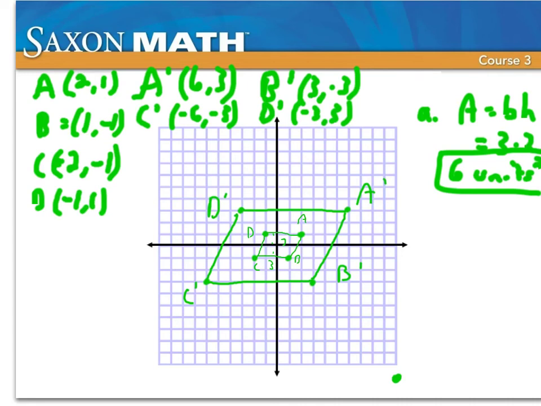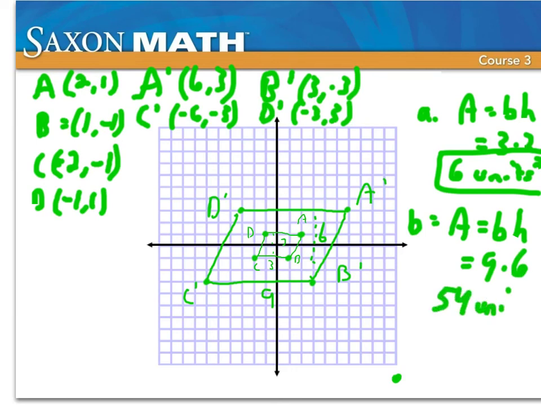So the area of my dilated part, well, the first thing I need to figure out is how big the sides are. This base here is 1, 2, 3, 4, 5, 6, 7, 8, 9. And the height right here is 6. So for part B, I got the area is the base times the height. And that's going to be the base is 9 times the height is 6. So that's 54 units squared.